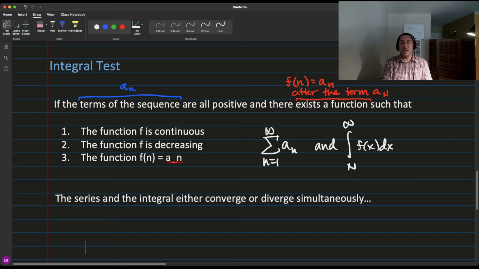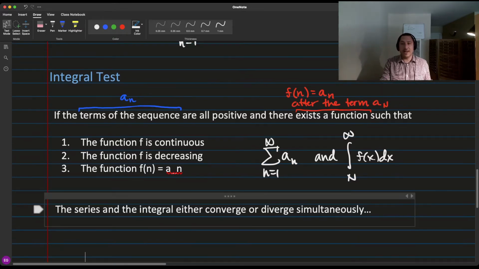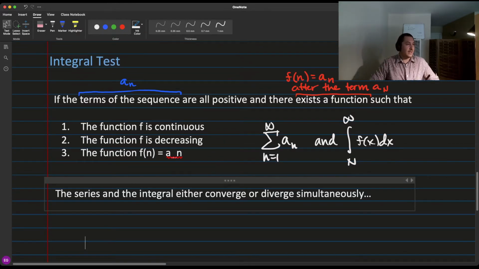So what does it mean for an integral to diverge? It would mean that the integral goes to infinity, right? What does it mean for the series to diverge? It means the series goes to infinity, right? So if one of them adds up to infinity, the other one does too. If one of them converges to a finite number, the other one does too.